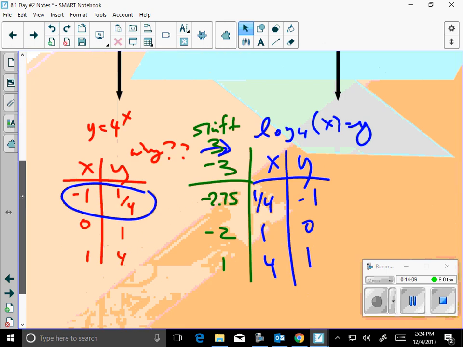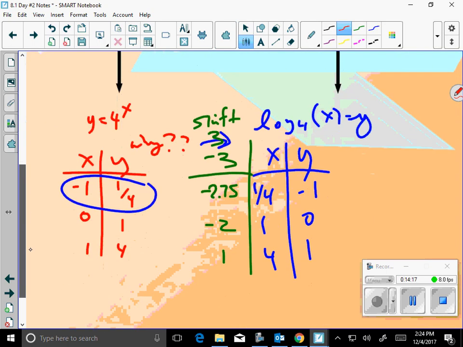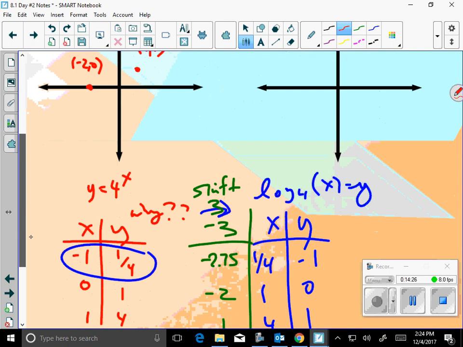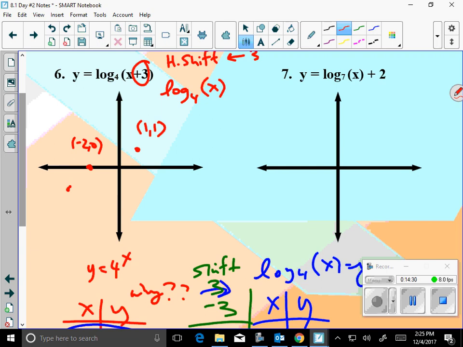Is that 1, 1? Okay, so 1, 1. -2, 0. And -2.75, -1.